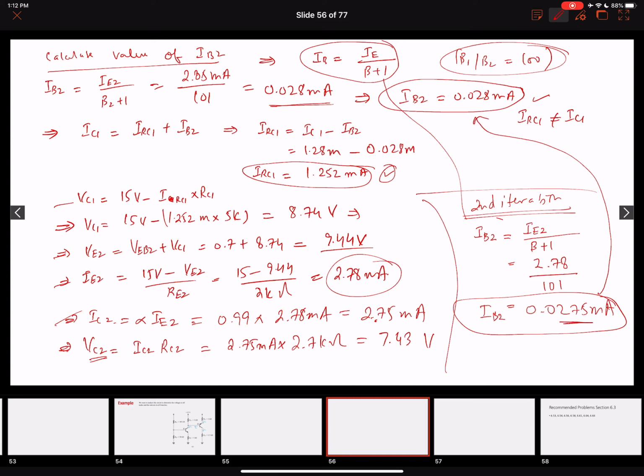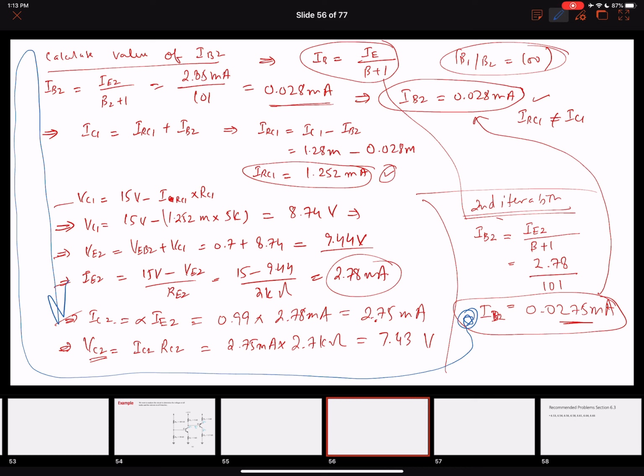The values were very similar, and there was not a huge difference in the base current, so I can fairly stop my iterative analysis here and say that these are the node voltages and the currents that we obtained. Otherwise, if we wanted to do another complete iteration, we could have used this base current and restarted this entire procedure with a new value of the base current. So we can do this iterative analysis in a loop to converge, minimize the error, and find the exact values of these node voltages and the currents.